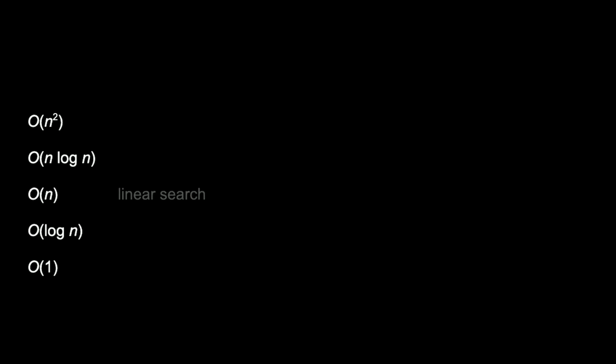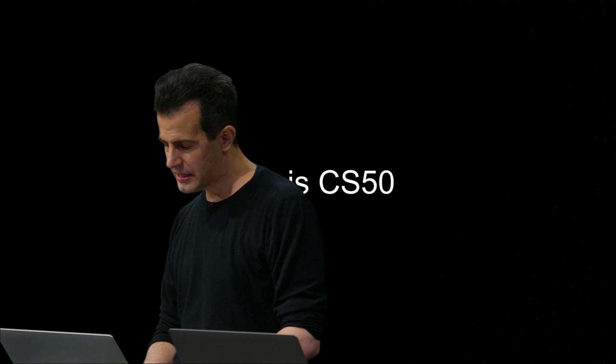Before, where we left off, linear search was big O of n. This time, let's consider where binary search actually falls into place by asking a different question.